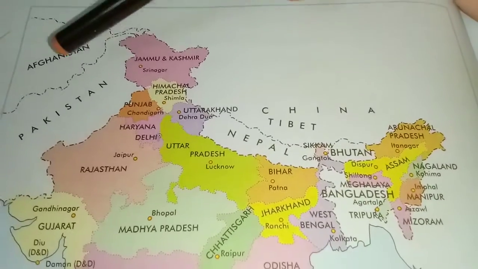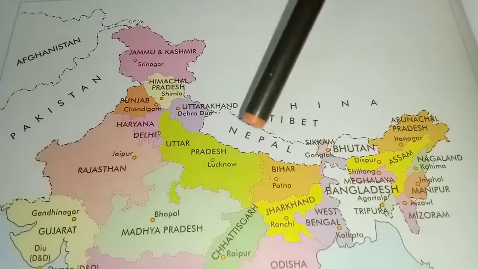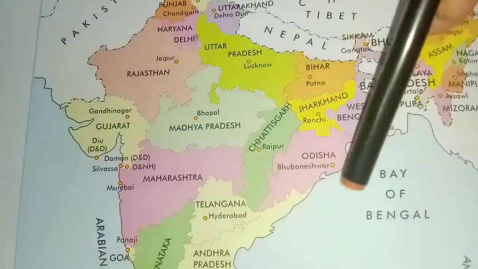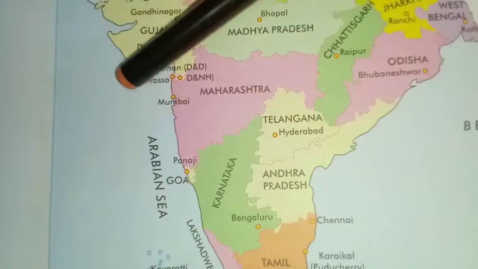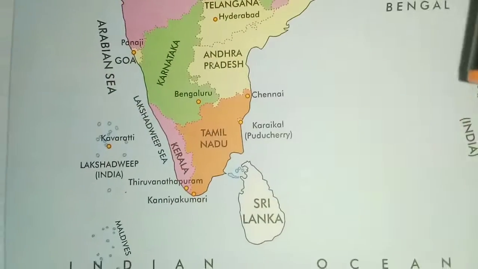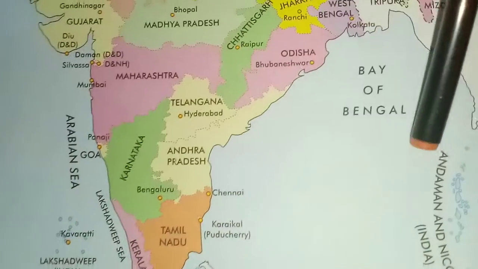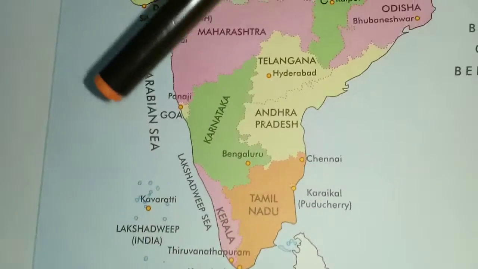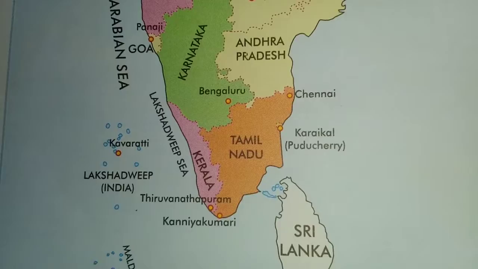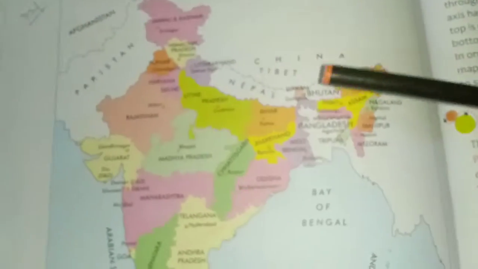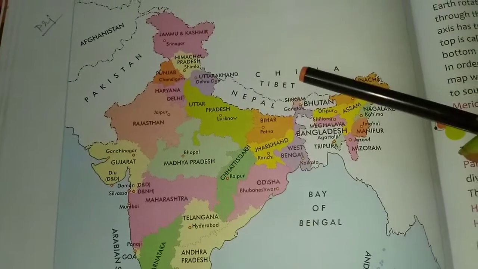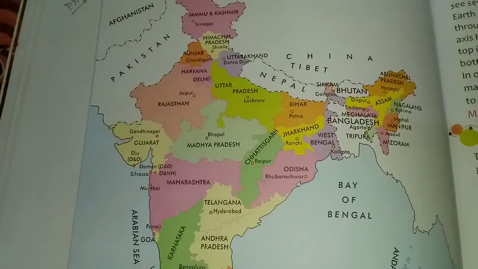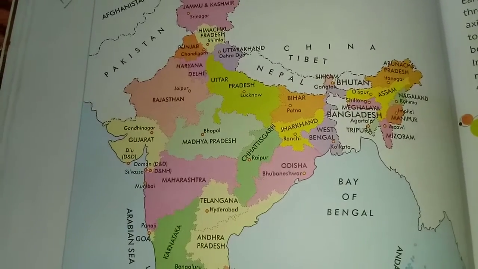You have the boundaries and neighboring countries such as Afghanistan, Pakistan, China, Tibet, Nepal, Bangladesh, and you have to write the water bodies here: Bay of Bengal and the Arabian Sea, Indian Ocean, etc. And you have to write here Andaman and Nicobar Islands and Lakshadweep, etc. Okay, you do it in your project copy. This is your project on this chapter. So do it neatly and clearly and color it well.